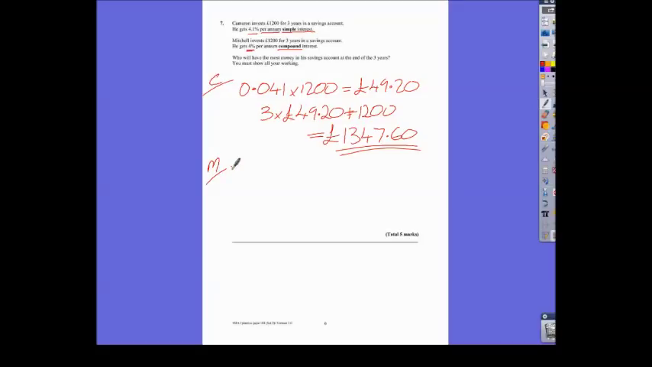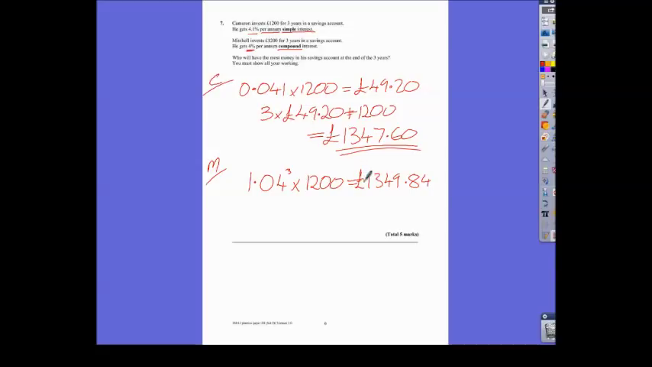Mitchell has a compound interest, but it's only 4%. So for Mitchell, we would do 1.04 because it's only 4%, and we would multiply that by the 1,200. But because it's the same interest rate for 3 years, we put that to the power of 3. So 1.04 times 1.04 times 1.04 times the 1,200, and that will give us £1,349.84.